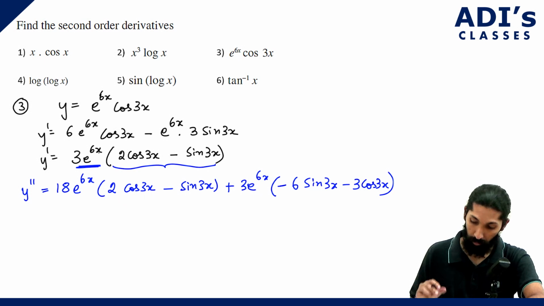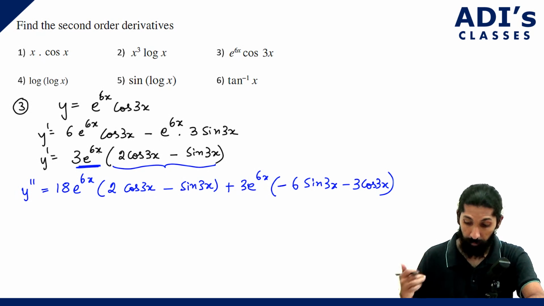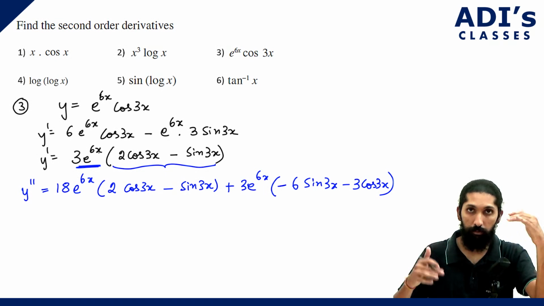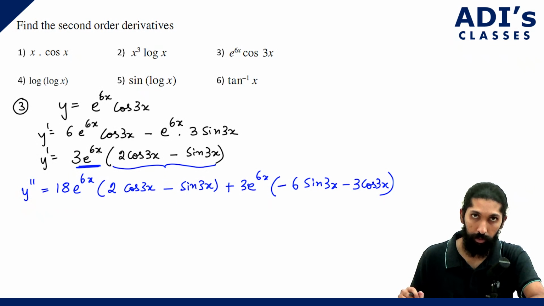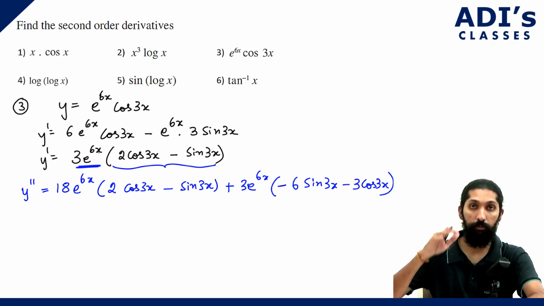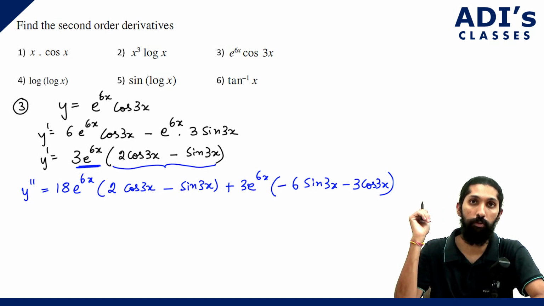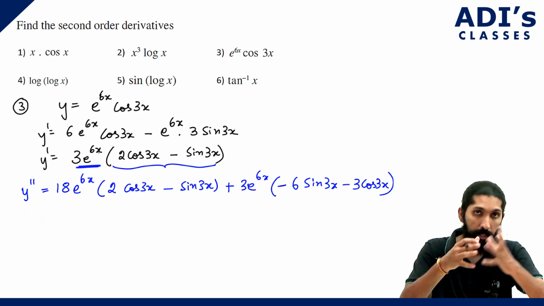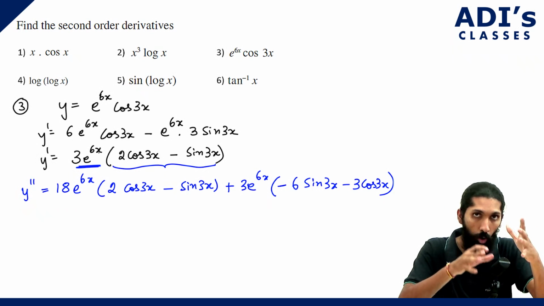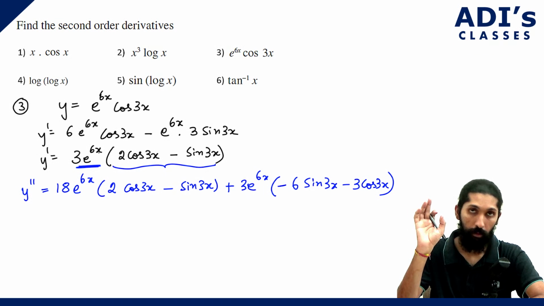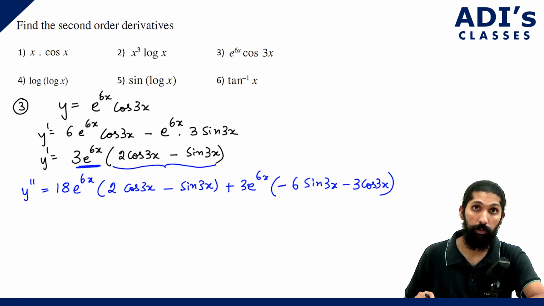Correct? Now we need to do a lot of simplification because we have e power 6x, 18, 3, that, this and all. We need to do a little bit of simplification. Alright, so let's do the simplifying part. Most of the proving sums also, you are going to have the trigonometric function with an exponential function. In all those cases, you do have to simplify. Fair enough?